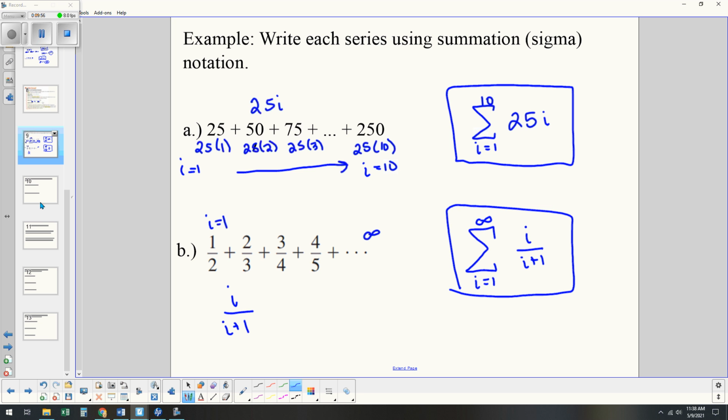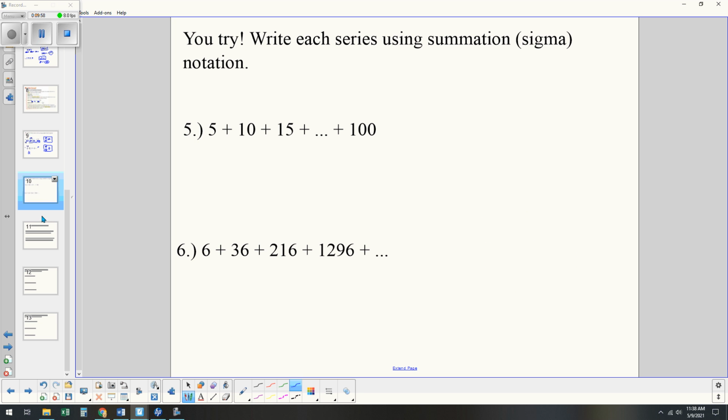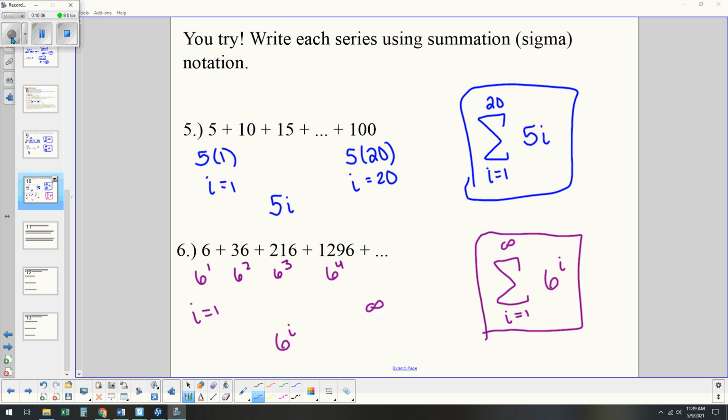All right, you try the next two, pause it, and then you can check your answers. All right, so here would be our answers. For number 5, we had 5 times I, right? 5 times 1, 5 times 2, 5 times 3, all the way up to 5 times 20. So it goes from 1 to 20, and the rule was 5I.